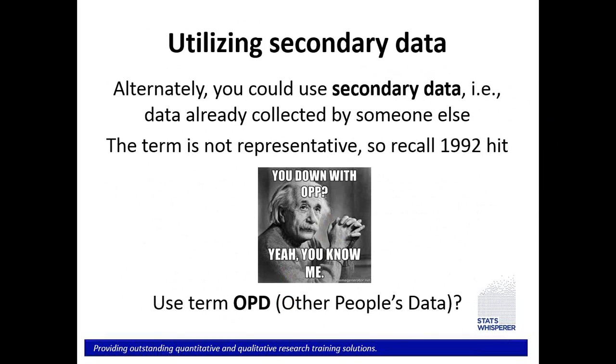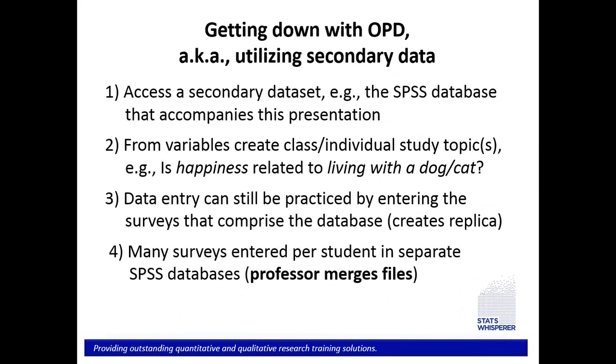So the OPD refers to other people's data. So that's a little more descriptive of what secondary data are. You can still call them secondary data, but remember, it's other people's data that we're using for our study. So getting down with OPD, utilizing secondary data.